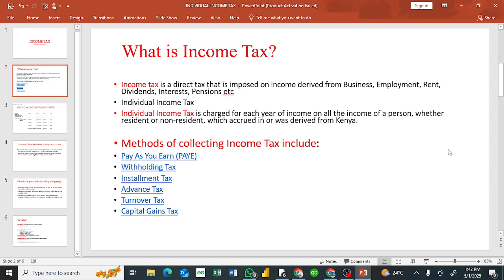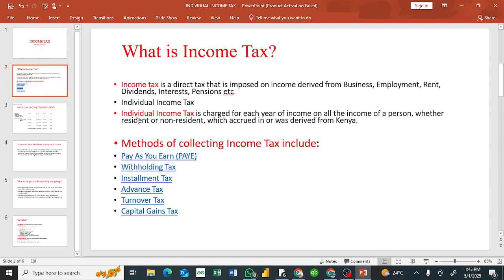Methods of collecting income tax. How is income tax collected? Income tax is collected using PAYE, of which we looked at the meaning, the theoretical view, and also how to file. You can check the link in my bio in the description. So the methods of collecting income tax are PAYE, withholding tax, installment tax, advance tax, turnover tax, and capital gain tax. In future we will discuss all these categories of income tax.